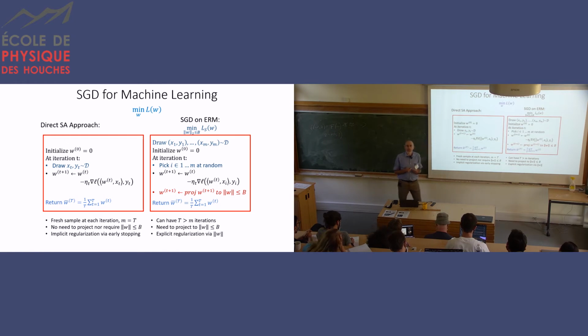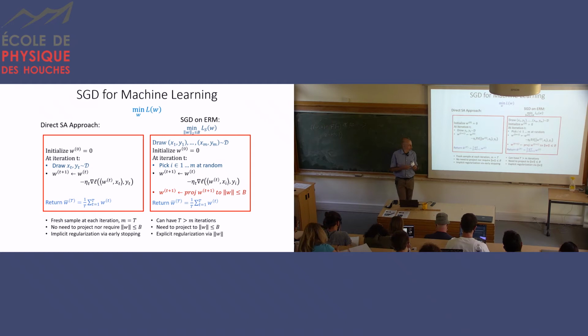So the main difference is that here we can only use an example once, because we need all our stochastic average, all our gradient estimates, to be independent of each other in order for the SGD approach to be valid. And so the number of iterations is limited by the number of points.